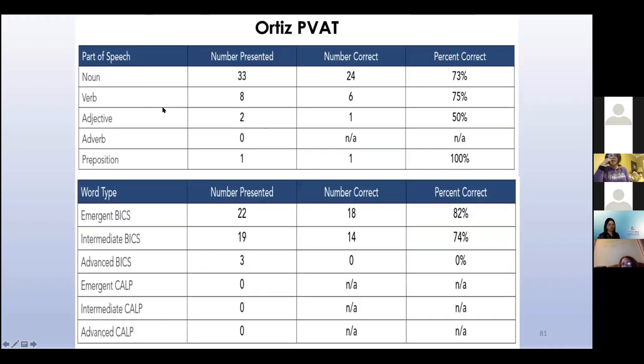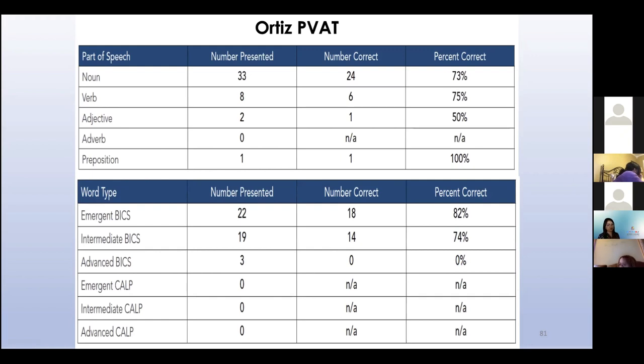Also, it gives you the breakdown of how many nouns they got correct, the percentage of nouns, verbs, adjectives, adverbs, prepositions. This was a young child, so probably not a lot of prepositions. And then it'll tell you, are they emergent BICs, intermediate BICs? So you can get a lot of information. This is a really good measure. Again, it's done by computer. It's very easy. I use the iPad, and it's very fast, and gives me a lot of additional data.